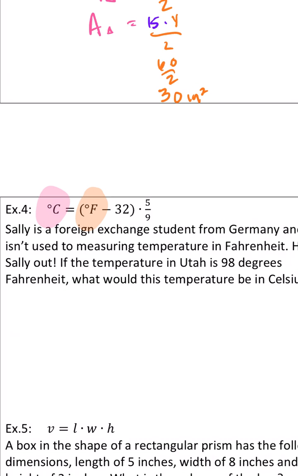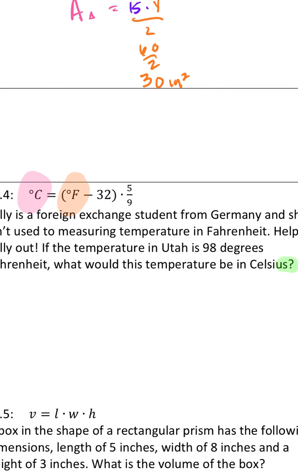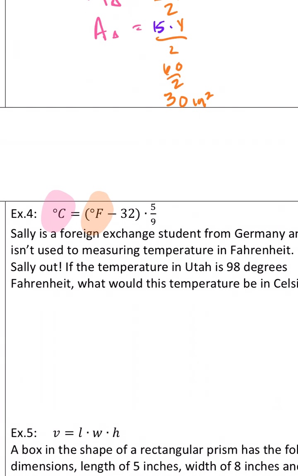Okay, so just to make sure you do know what we're talking about. If we're going to do that, it's right here. We look for that question mark, and then we're just going to keep going back until we get a capital letter where it starts, right? So the question is, if the temperature in Utah is 98 degrees Fahrenheit, what would the temperature be in Celsius?